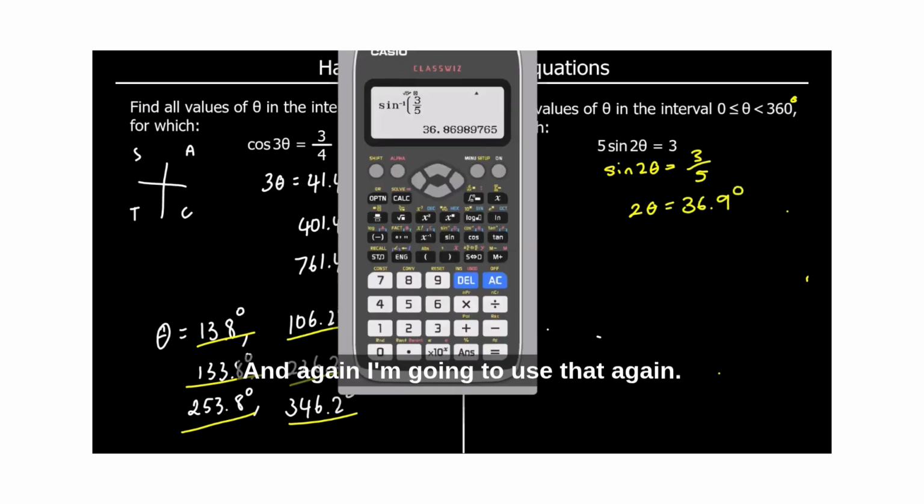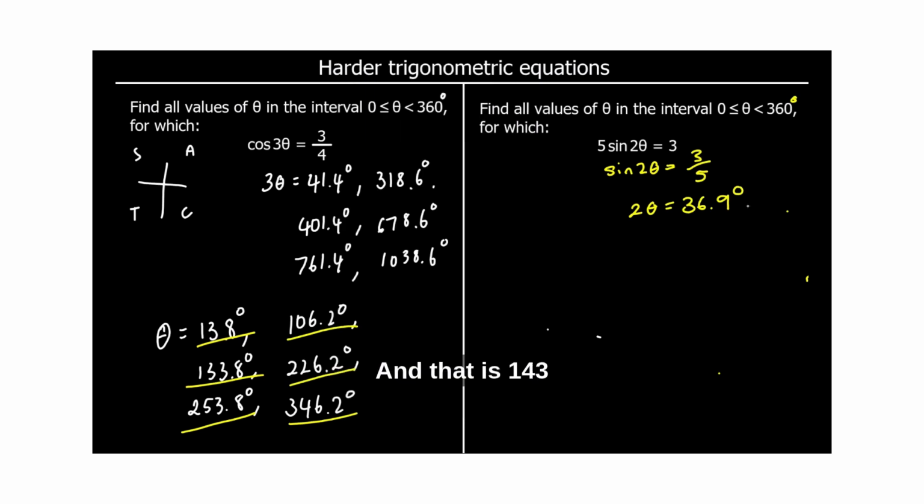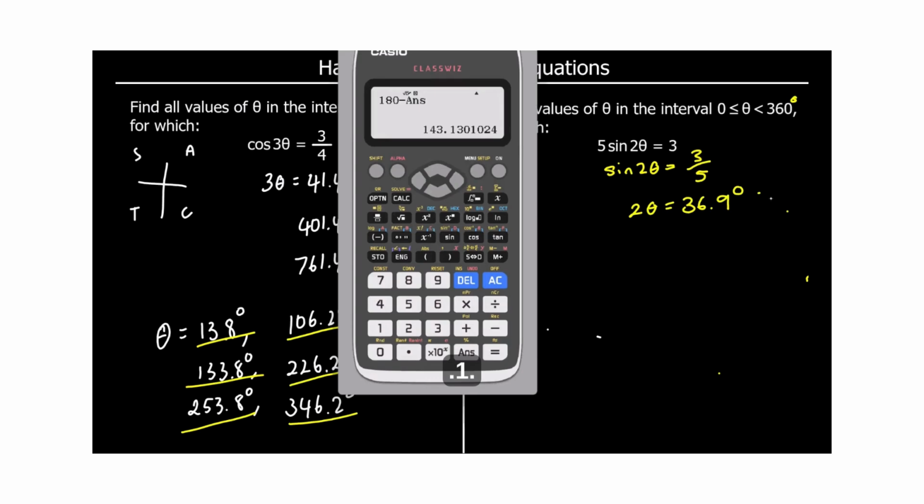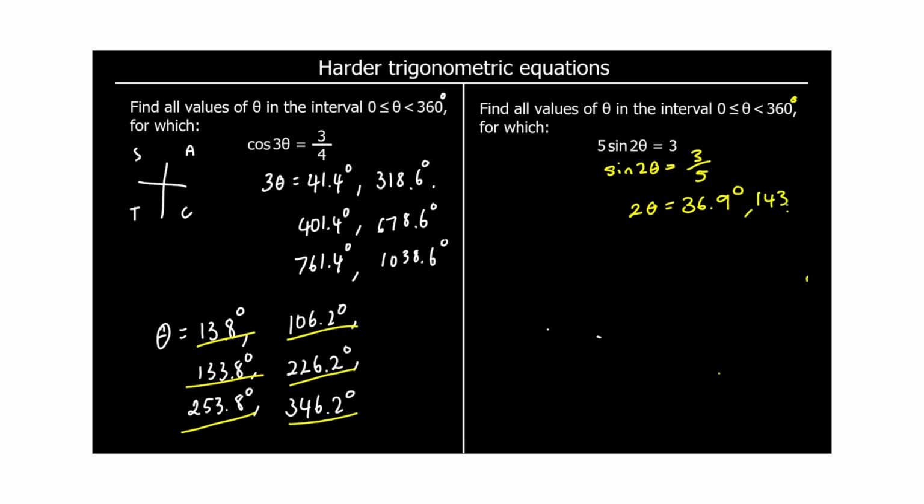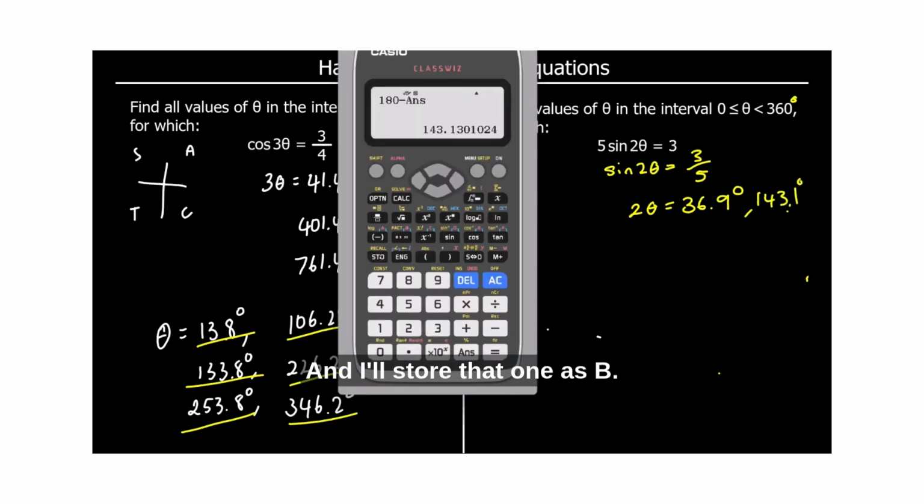And again, I'm going to save it as A. Because it's sine, the second answer is 180 minus the first answer. And that is 143.1. And I'll store that one as B. Now again, we're going to be halving these answers. These are answers to 2 theta. So we're going to need to go twice as far, up to 720 degrees, because then when we half it, it'll be back to 360. So add 360 onto both of these.